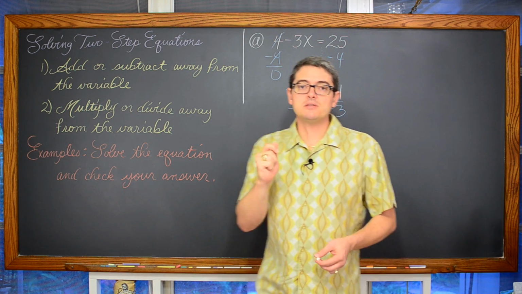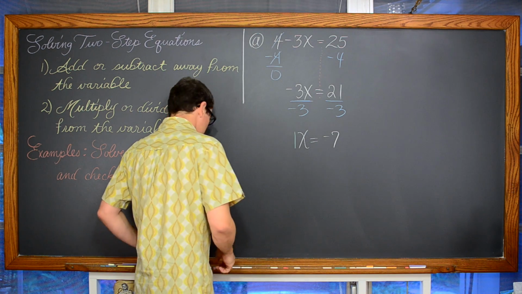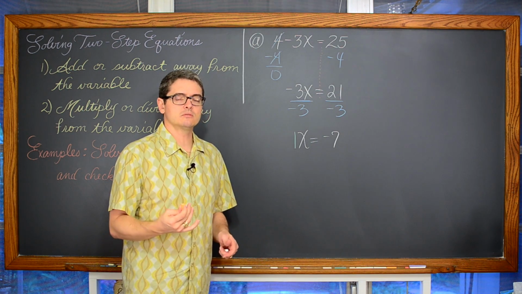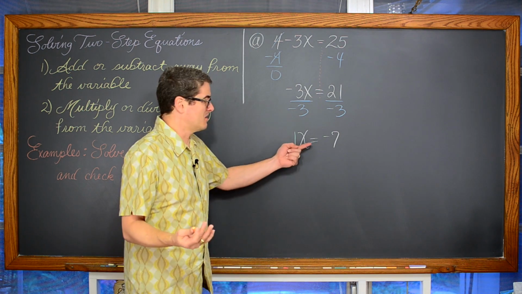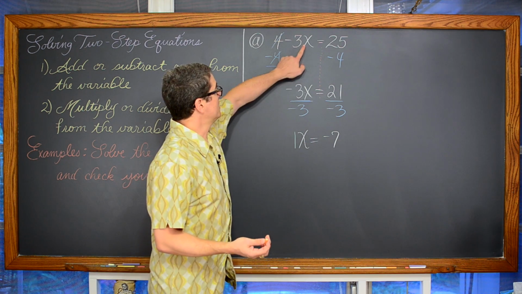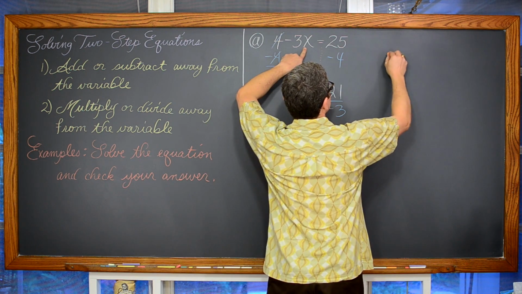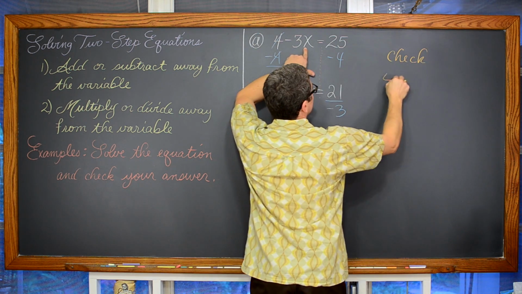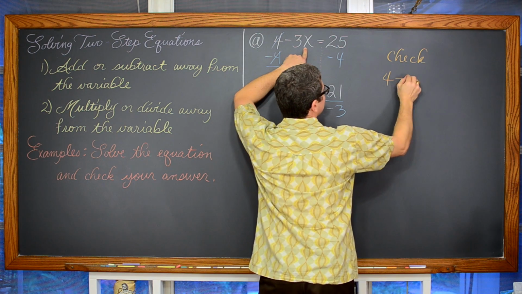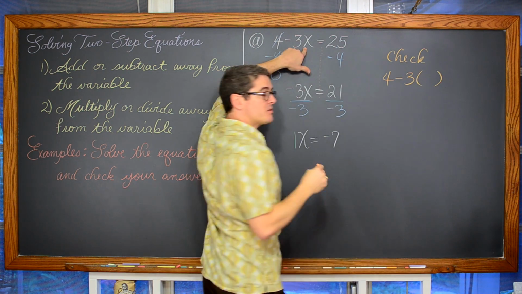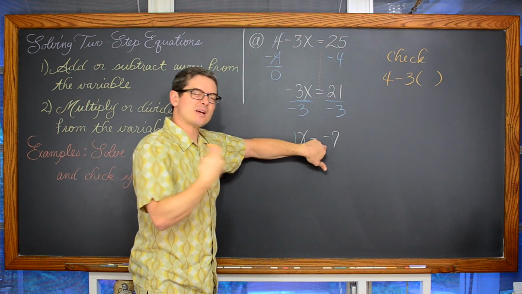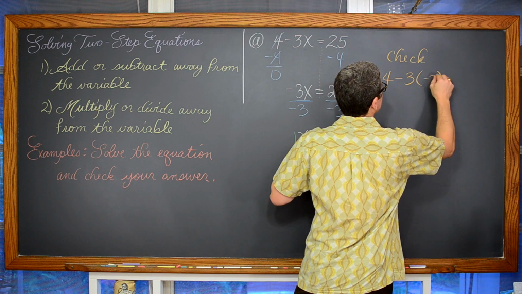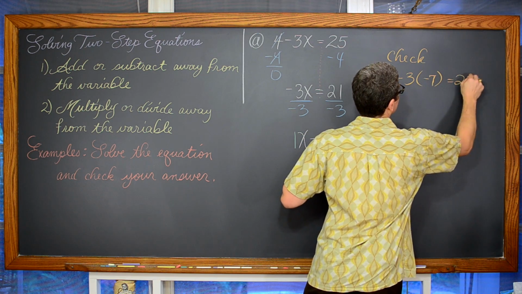If this is indeed the answer, please make sure you take that extra step, especially if your teacher requires it, to check your answer. Even if your teacher doesn't require it, wouldn't you like to know if that's actually right? Wouldn't you like to know that if you plug it in, the two sides equal each other? So our check is going to be 4, that's supposed to be a K, minus 3 times, and notice I'm using parentheses when I substitute in this negative 7, always a good idea. Is that indeed equal to 25?